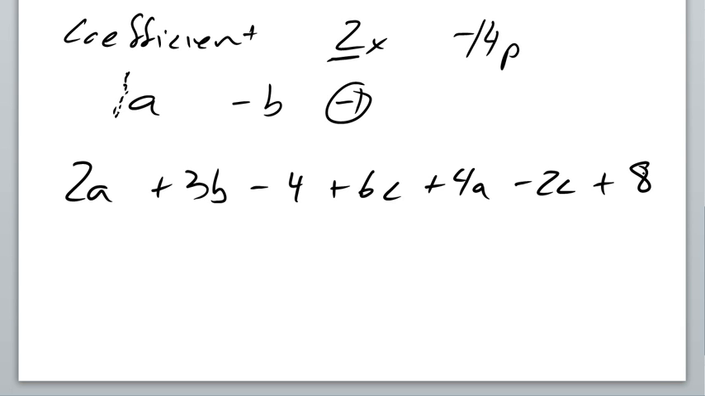So as you take a look at something like this, you see, okay, what do we have here with a's? Well, I have a 2a and I have a 4a. So 2a plus 4a is going to give me 6a. B's, what else do I have with b's? Well, that's the only one.